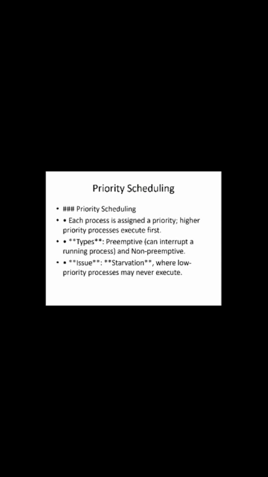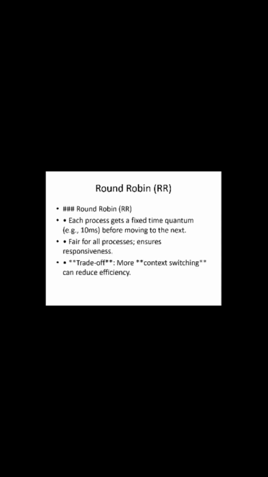Next, round robin. In round robin, each process gets a fixed time quantum. After giving the processes and the burst times, we need to give the quantum time for the round robin. So the definition: each process gets a fixed time quantum, for example 10 milliseconds, before moving to the next. It is fair for all processes and ensures responsiveness. Trade-off: more context switching can reduce efficiency.